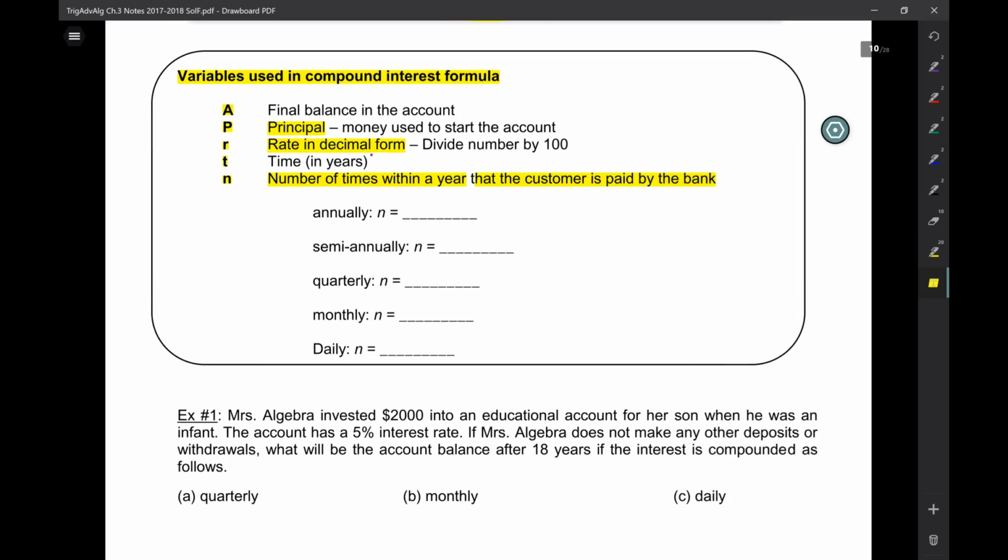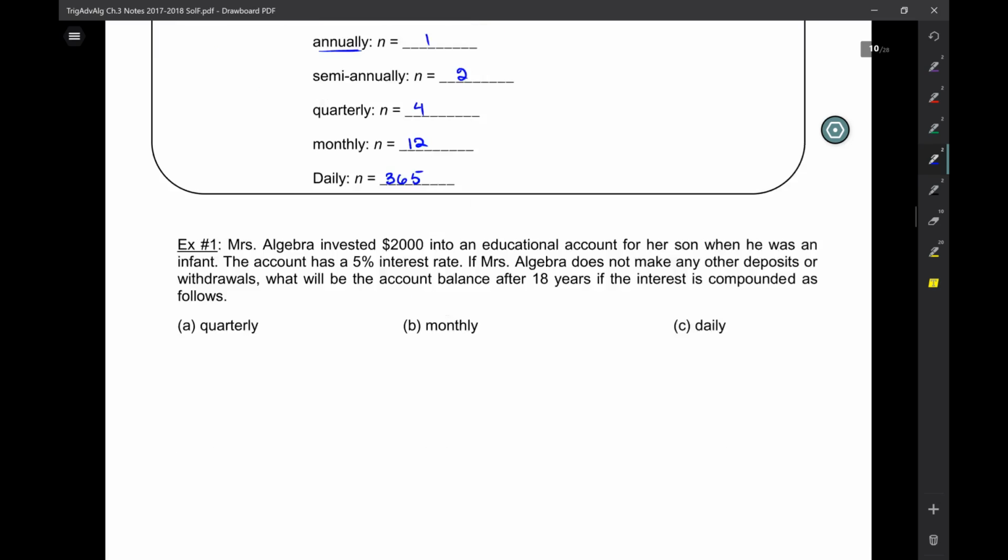So, if in the problem you're told that interest is paid annually, how many times a year is that? Once. So N is equal to 1. Semi-annually, what is N? 2. Quarterly? 4. Monthly? 12. Daily? 365. How many times a year? Once a day. Okay, so 365 a year. And we're not going to deal with leap year, okay? There's no leap year in math. Okay.